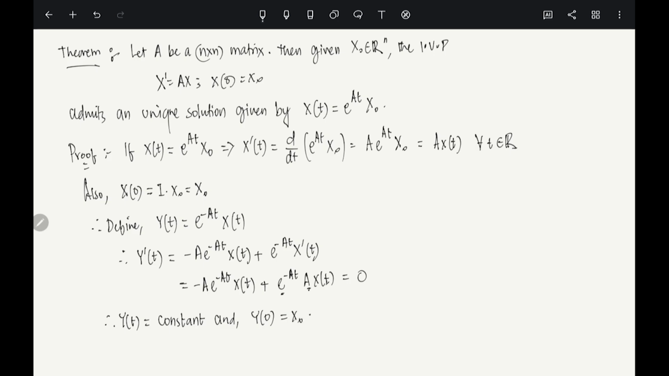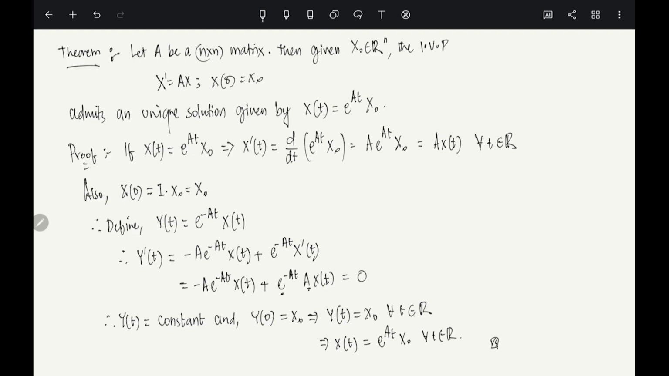Okay, so if this is x naught, then that will imply y of t is always x naught, right? x naught for all t in R. Yeah, and then we can actually say what is y of t? It is x of t, which is nothing but e to the power At times x naught. Okay, so this is proved. So this holds for all t in R.